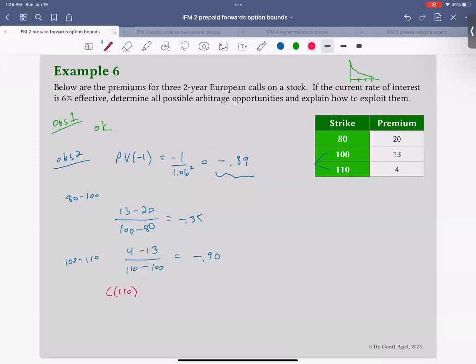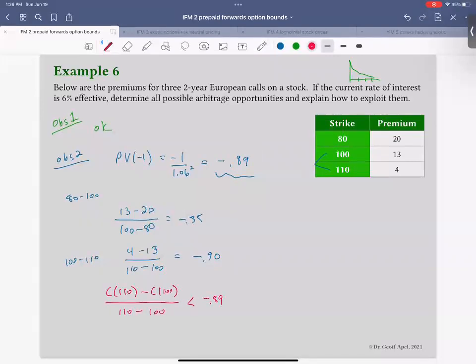That's the 4, because that is the call price, right? Call at 110 minus call at 100 over the 110 minus 100. And that actually turned out to be, well, it was -0.9. It was supposed to be a -0.89, but it actually turned out to be even smaller than what it was supposed to be, at -0.9. It was supposed to be larger, meaning less negative.